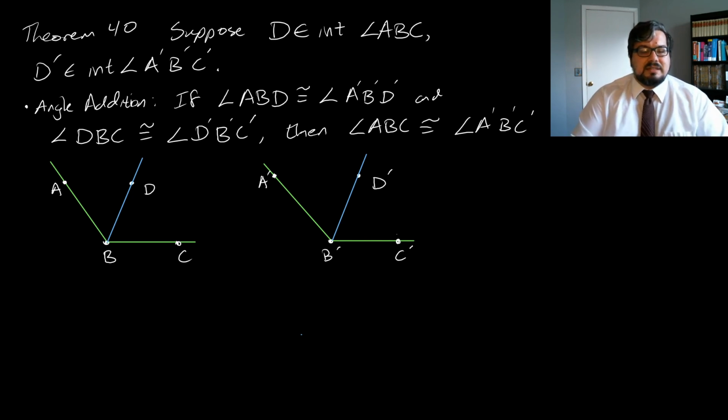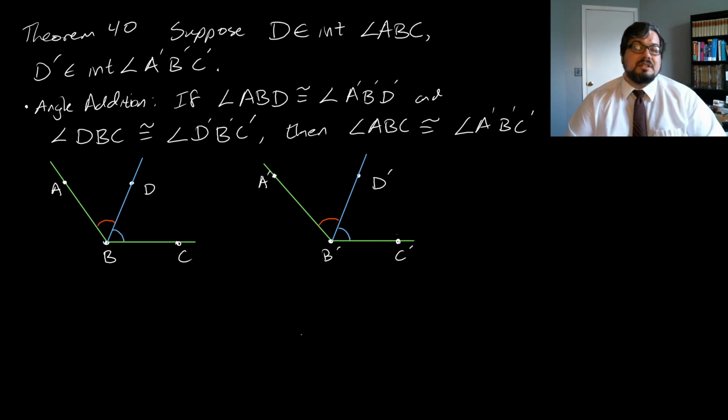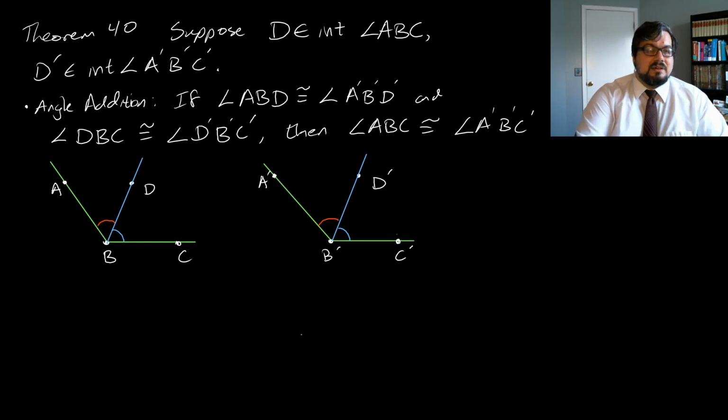So let's look at what this angle addition statement says. So let's assume that angle ABD is congruent to angle A prime B prime D prime, and angle DBC is congruent to angle D prime B prime C prime, and the conclusion is supposed to be that angle ABC, the big angle here, is congruent to angle A prime B prime C prime.